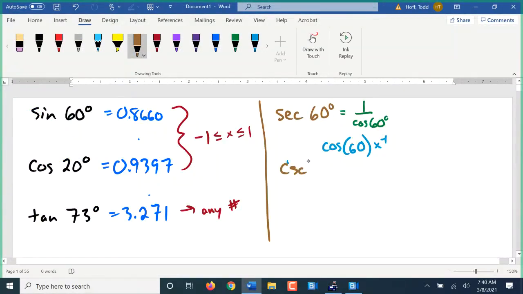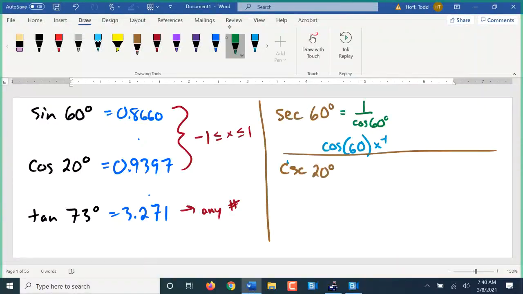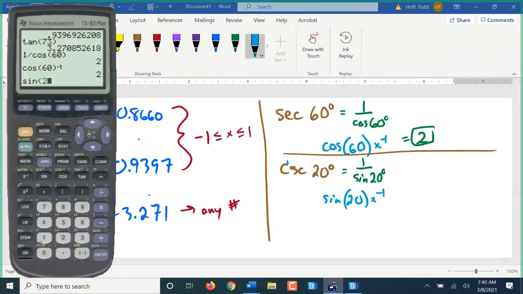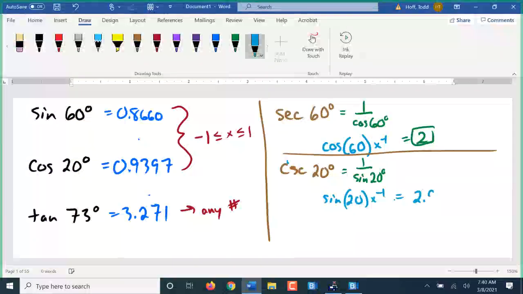So let's say we want to do the cosecant of 20 degrees. Cosecant is linked to what trig function? Sine. So it's the reciprocal of the sine. So again, I could do 1 divided by sine of 20. Or I could do sine of 20 degrees and x-1. Come up with 0.924. Sound right?